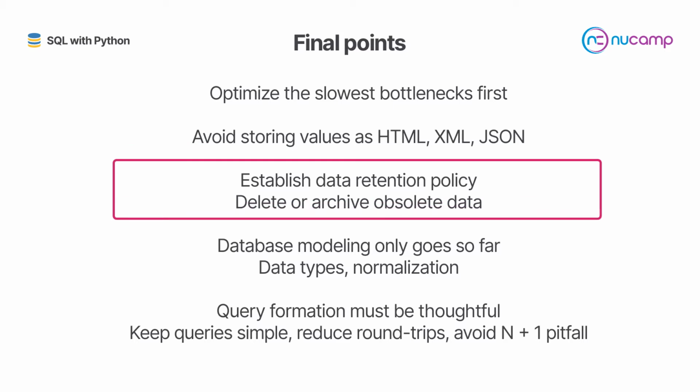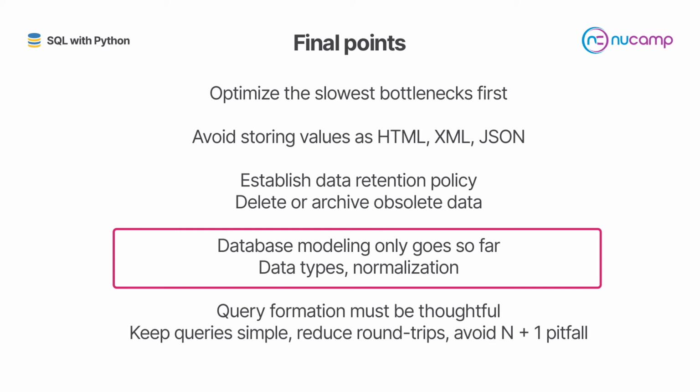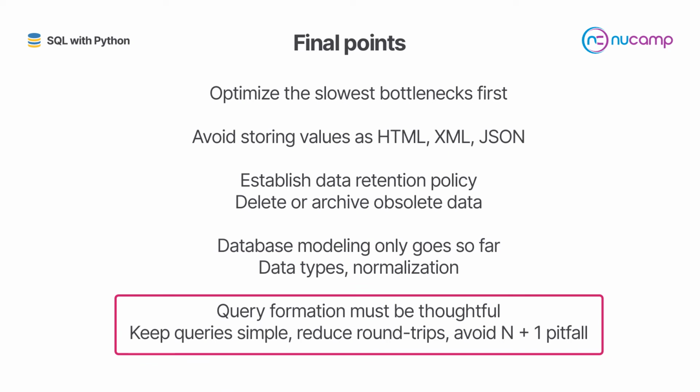Another good idea is to establish a data retention policy to clean up records that are obsoleted or outdated. These records might be outright deleted or archived in an external storage solution, such as a hard drive. Smaller tables means less storage use, less memory use, and less network bandwidth usage. Record lookup times will also be faster as the tables are more compact and quicker to search through. Finally, it's important to recognize that smart database modeling only goes so far. The query formation must also be thoughtful to reduce complexity, unnecessary round trips, and pitfalls like the N+1 anti-pattern.